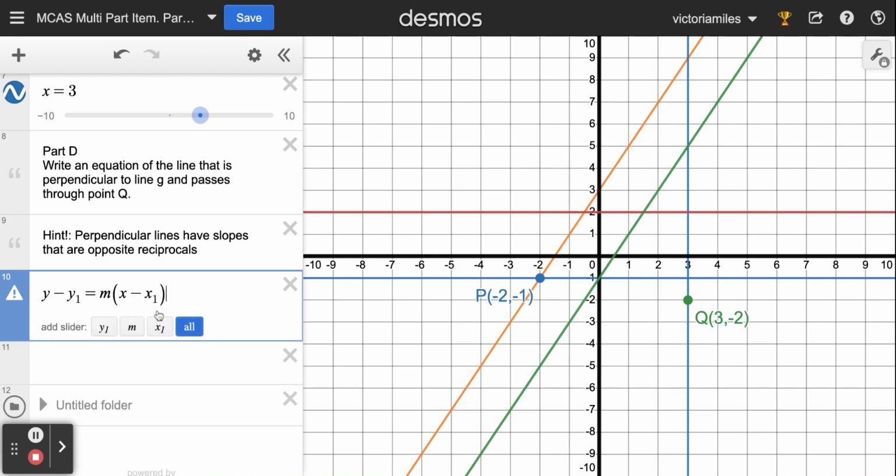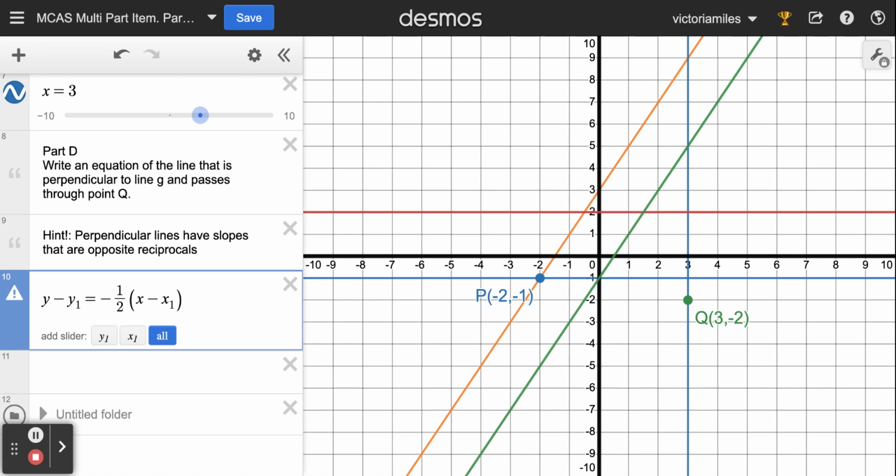Ignore when it says slide. But I'm going to use the point-slope form of a line. A line that's perpendicular to line G will have a negative 1/2 slope because it's the opposite reciprocal of 2 over 1. And here's the point that it passes through: 3 comma negative 2. So my x-coordinate is 3. So this x1, I'm going to change to the number 3.